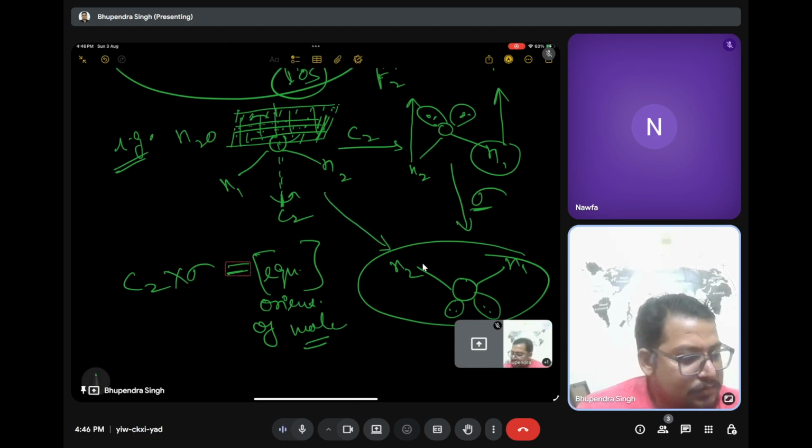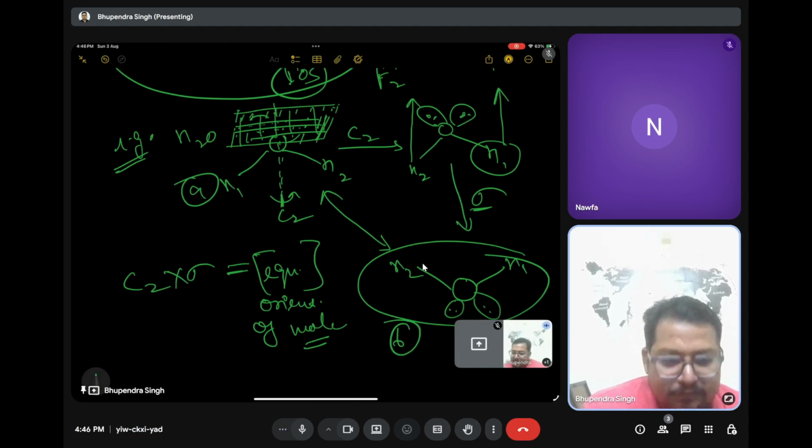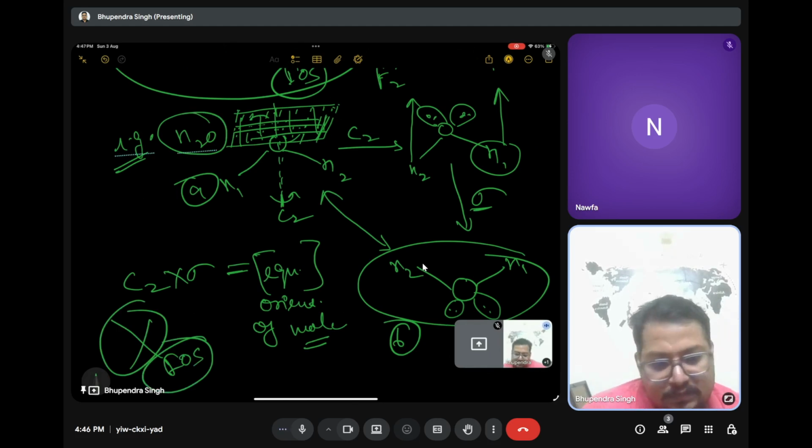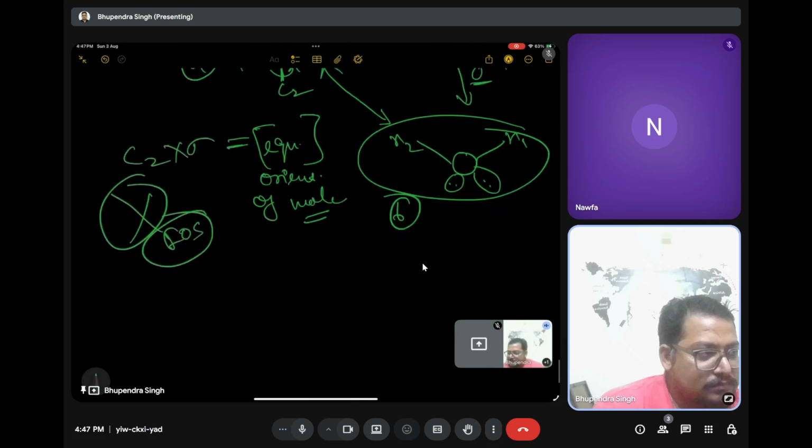Look at these two, A and B. They are opposite, they are not the same, they are not equivalent. That is why in the water molecule, an improper axis of symmetry is not present. IOS is not present in this case.